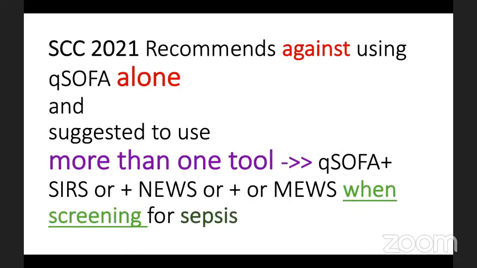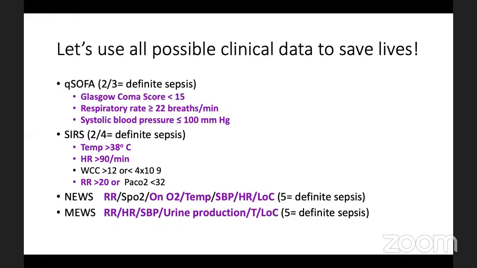And let's reiterate: Surviving Sepsis Campaign 2021 recommends against using qSOFA alone, right? And suggests using more than one tool. Now you have nearly five tools summarized in one tiny paper, which will stay with you for the next one year as an internee, and which will save maybe thousands of lives. Keep counting how many lives you saved through picking sepsis early with this tiny paper, right? And this is the summary, right?